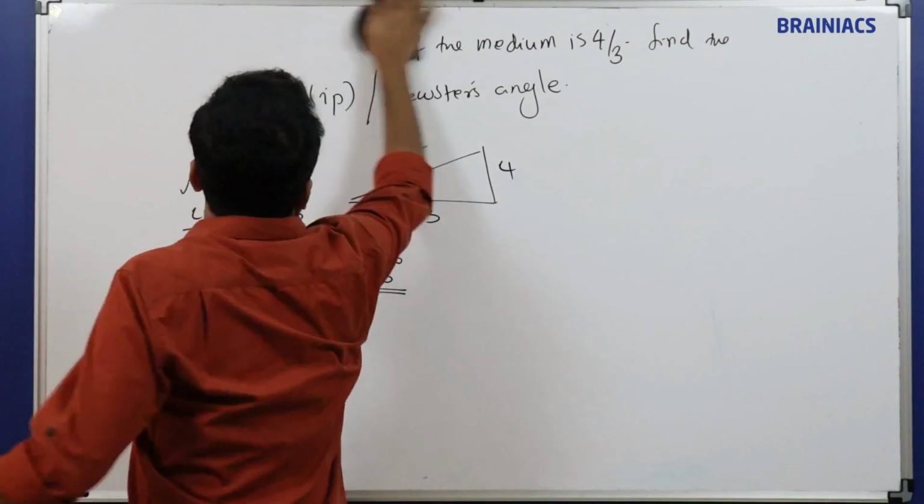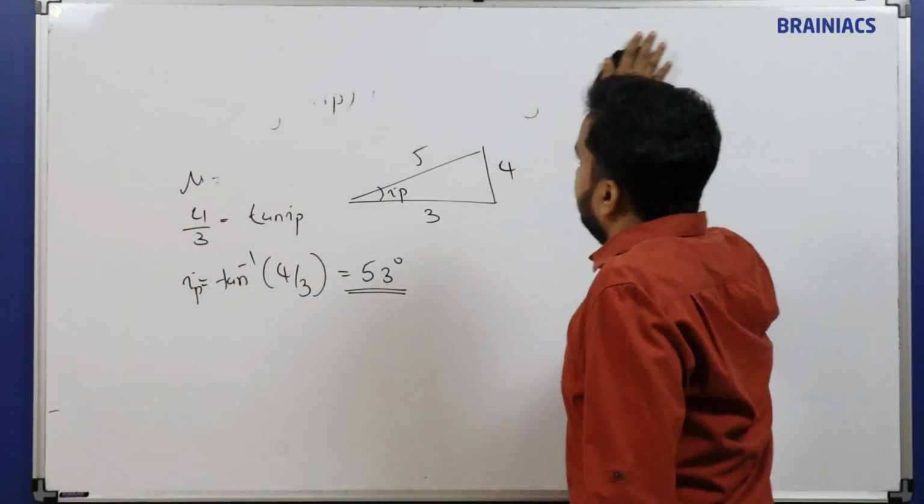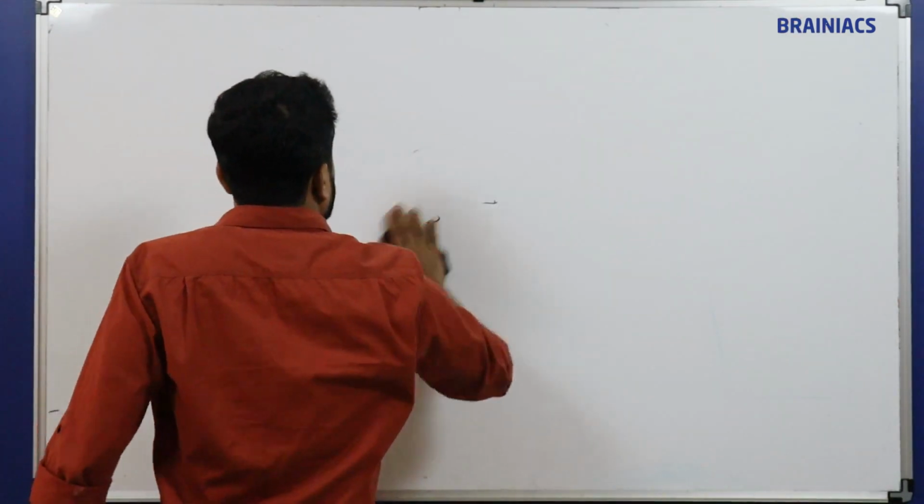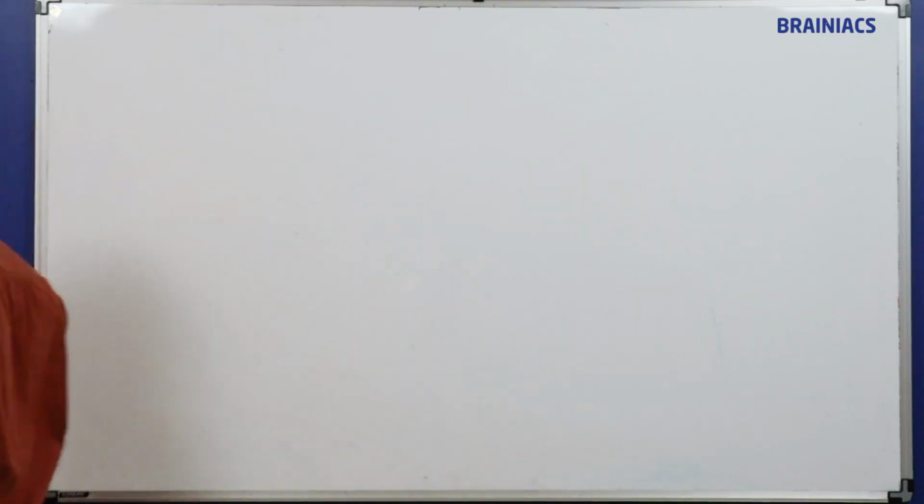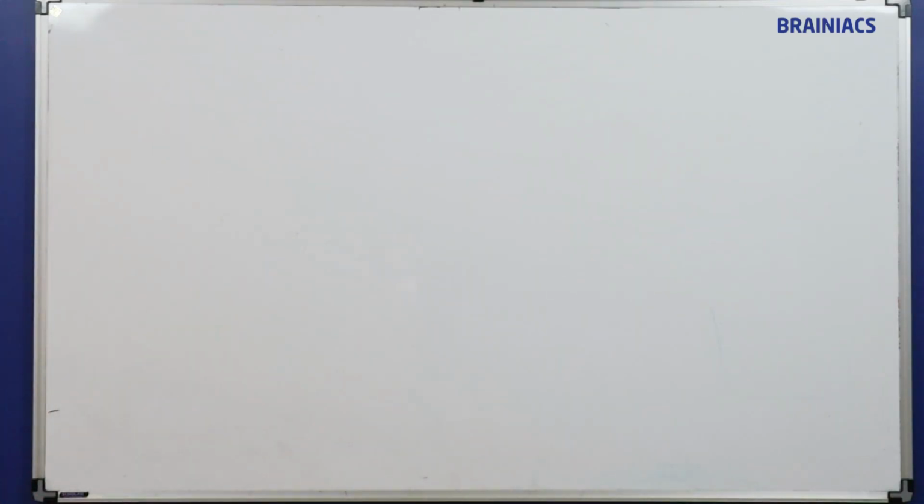Okay, so let's move to the next question based on Brewster's angle. It will be direct substitution, and there is little chance of any big twist. The next one.